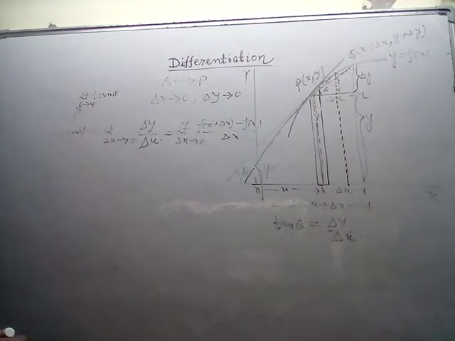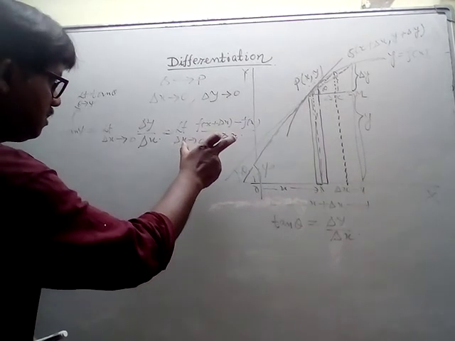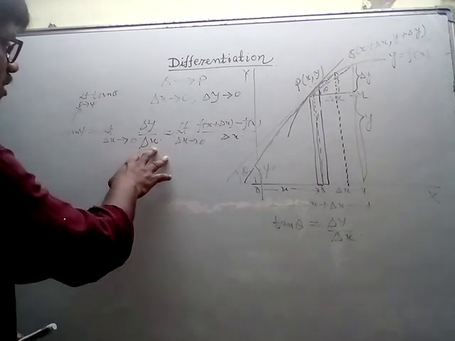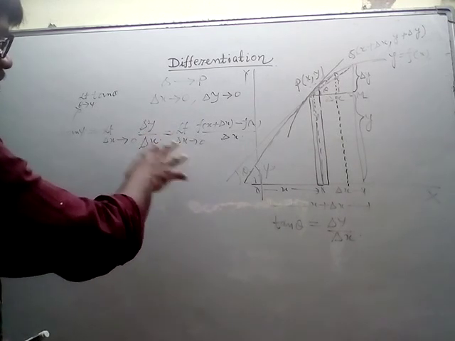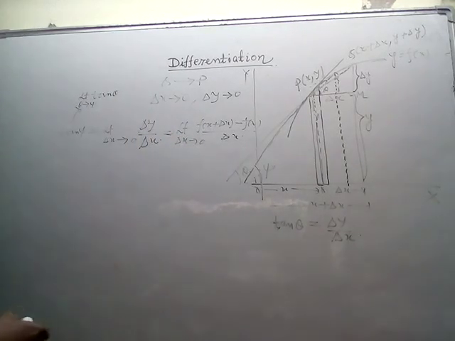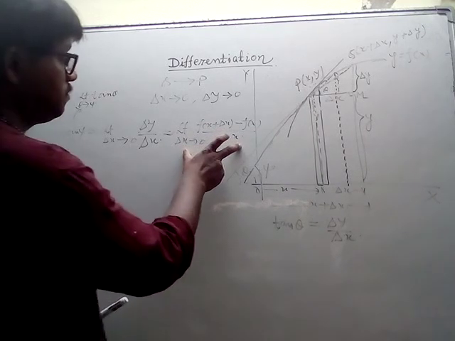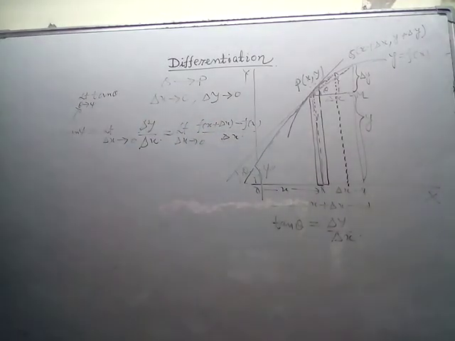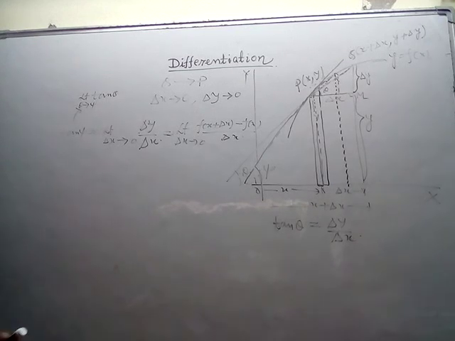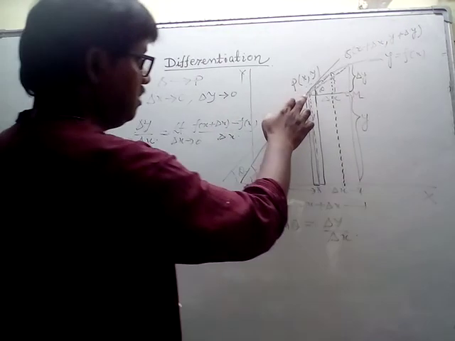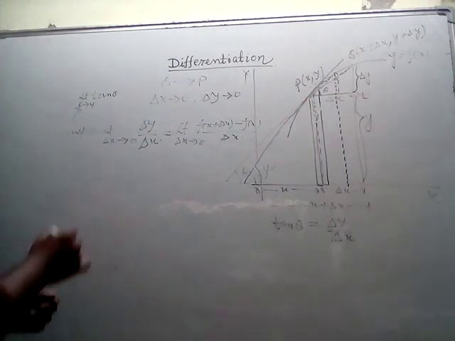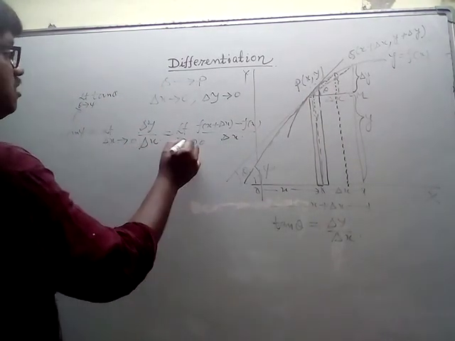When delta x tends to 0, delta y tends to 0, theta tends to psi, and the ratio of the increment of y to the increment of x tends to a finite limit. If the limit is finite, then we say this equals the differentiation of f(x) with respect to x. That is, the differentiation of f(x) at any point represents the slope of the tangent at that point. Slope of the tangent, it is dy/dx.